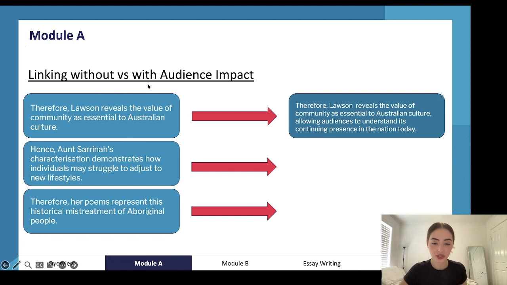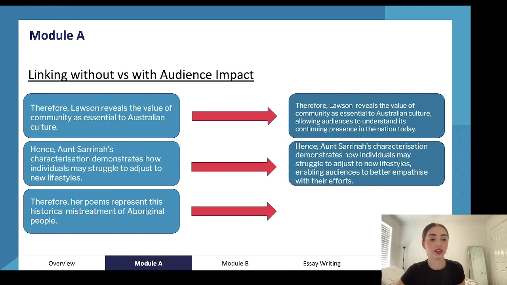Okay, next one. Here, Aunt Serena's characterization, remember how the character changes throughout the text, demonstrates how individuals may struggle to adjust to new lifestyles. Instead of that, we want, hence, Aunt Serena's characterization demonstrates how individuals may struggle to adjust to new lifestyles, enabling audiences to better empathize with their efforts. Okay. You can see the difference, right? This is more band 4, band 5. This is pushing towards band 6.